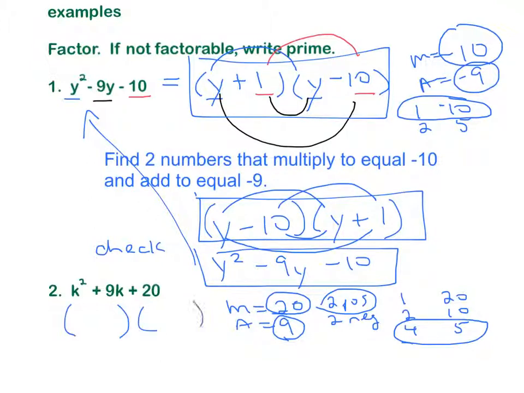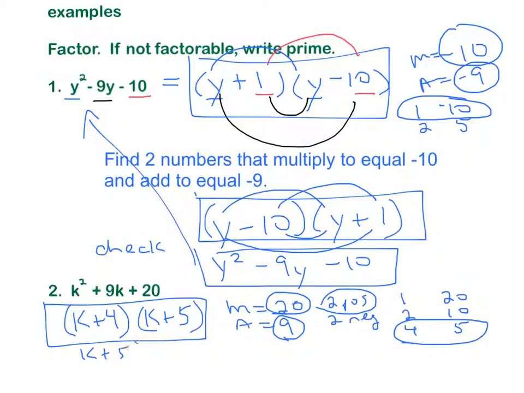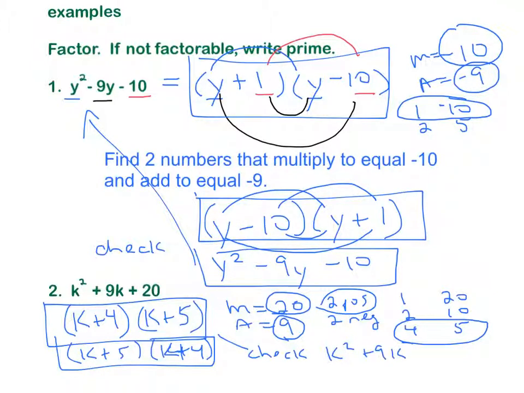So let's come up with our factors here. Since it's k squared, I'm going to have k and k. My two numbers that I figured out were positive 4 and positive 5. So I have k plus 4, k plus 5. Or once again, I can write it as k plus 5, k plus 4. Can I check this? Sure, I'm going to check it real quickly over here. k times k is k squared. I have 5k plus 4k, which is going to give me 9k, and 4 times 5 is 20. So I know for sure that I factored that one correctly.